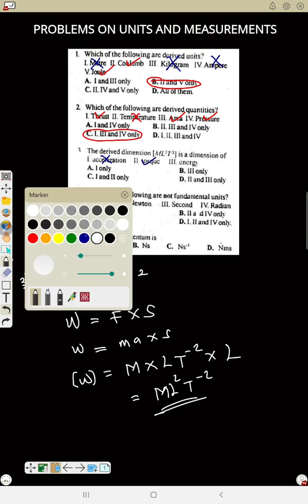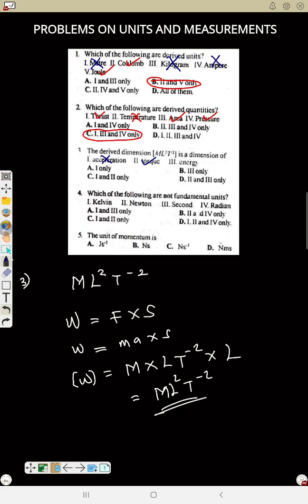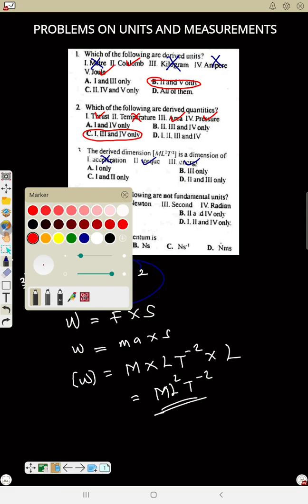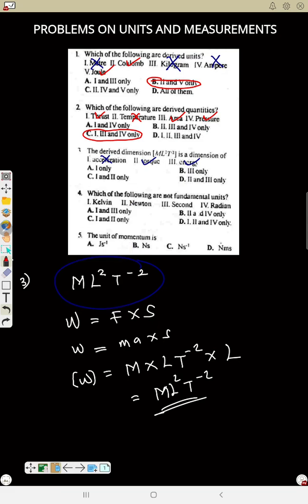So that means the correct answer, energy, is also this. That means for number 3, the correct answers are 2 and 3, 1 is not part. So which one gives us the option 2 and 3? D. So the correct answer is D, 2 and 3. So it gives us the answer.